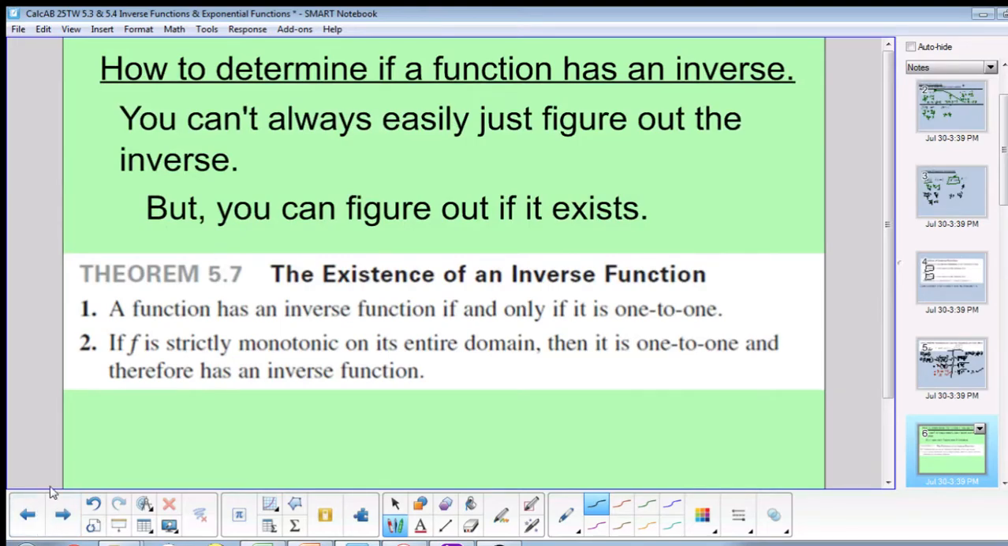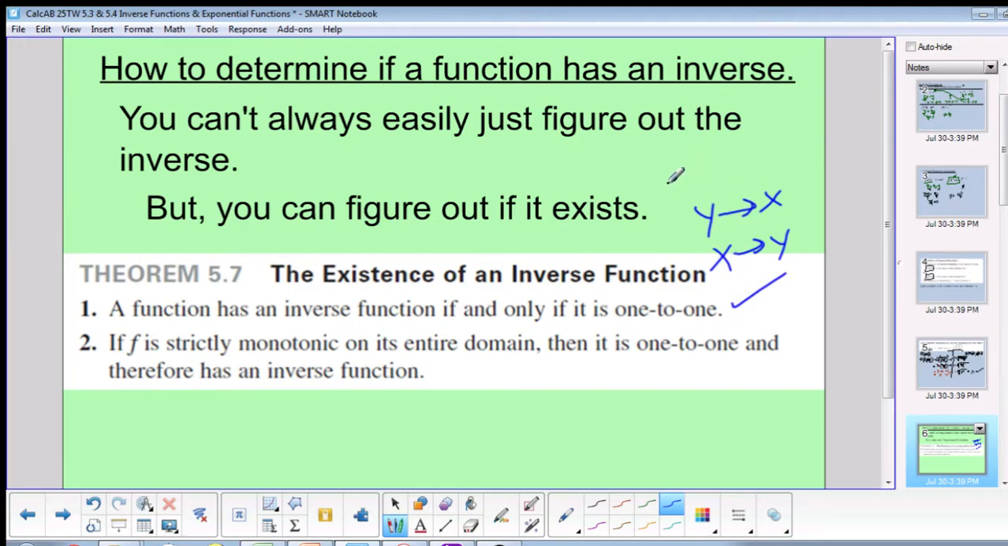Alright, how do you determine if a function has an inverse? We just determined that the composition of inverses equals x. Oh, my board just died. Come back. There we go. How do you determine if it has an inverse? Two things. A function has an inverse if it is 1 to 1. That means for every x value, there is only one y value, and for every y value, there's only one x value. I'll show what that means with a graph.